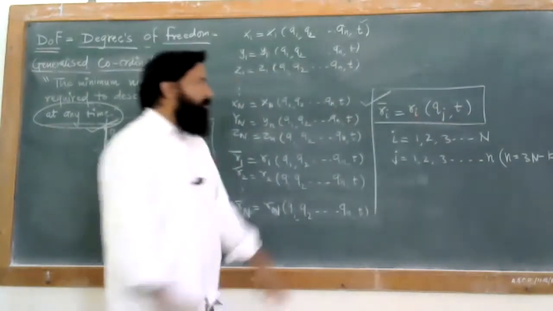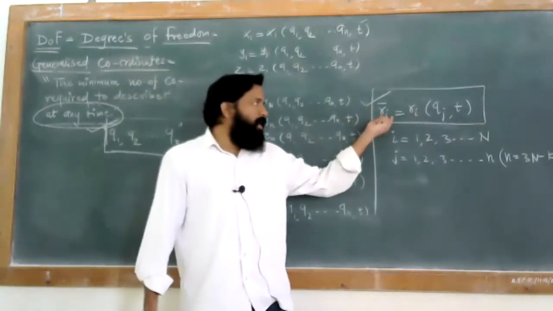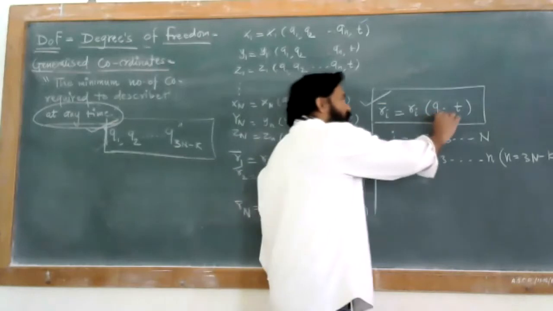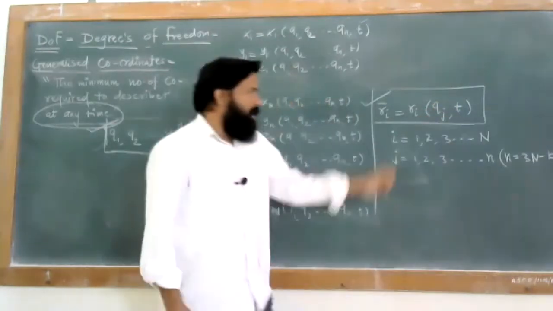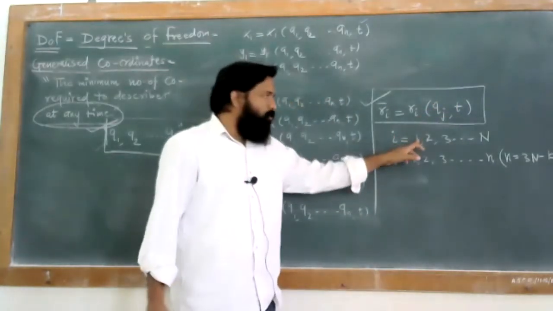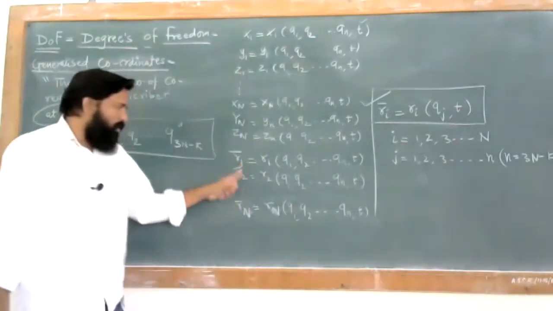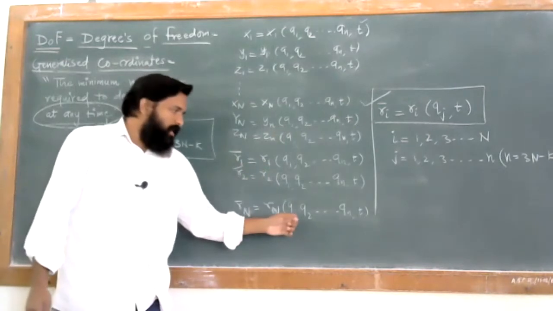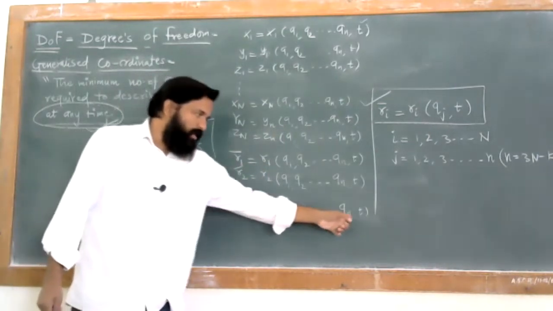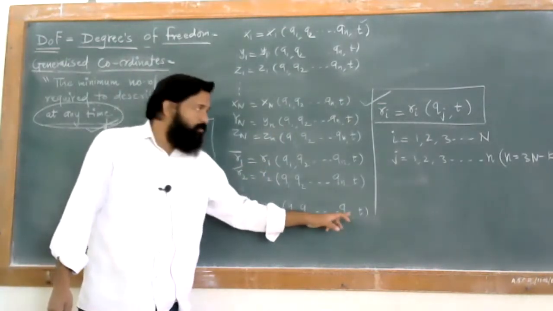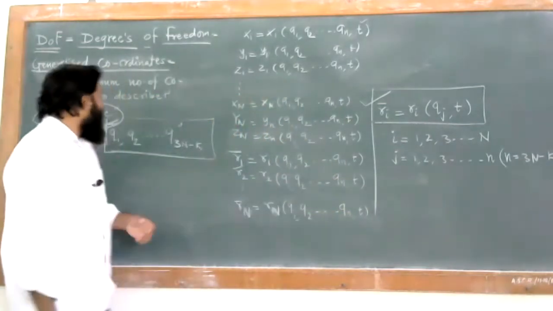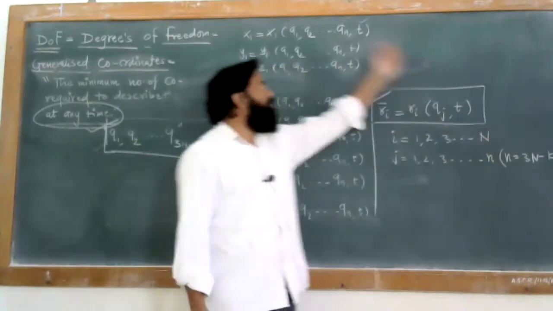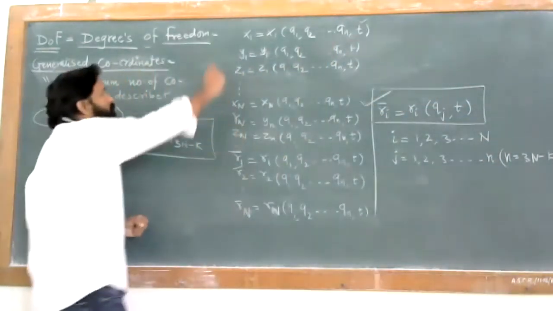So for your i-th particle, Ri is nothing but Ri of qj, t. Remember the values of i and j. i is 1, 2, 3 up to capital N, and j is 1, 2, 3 up to small n. What is small n? We have already defined that the value of small n is nothing but 3N minus k. That is nothing but the number of generalized coordinates.